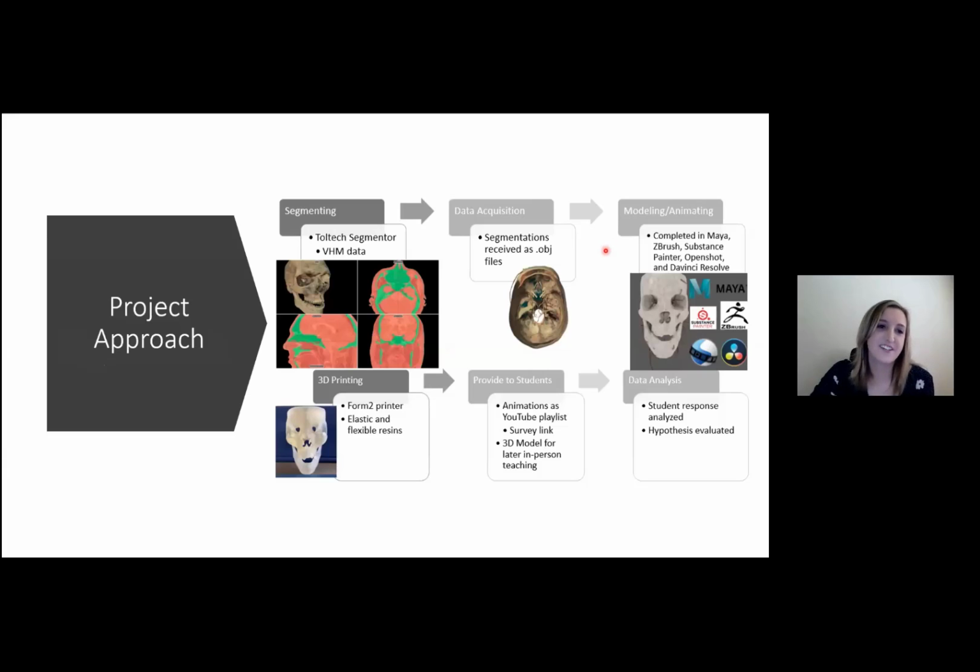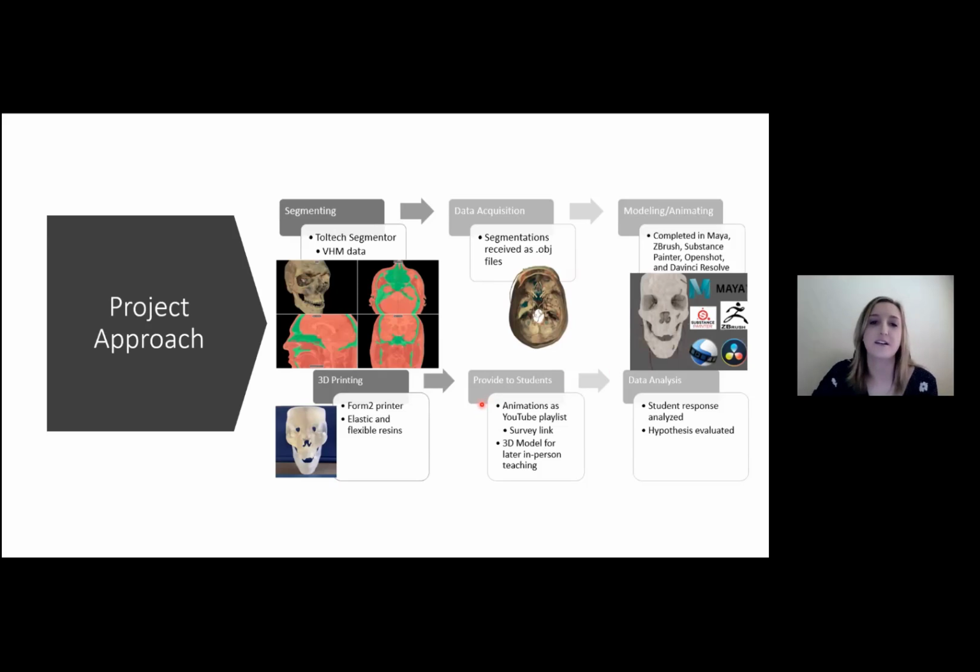Okay, so to start this project, we again went to Toltec and they provided their pre-existing visible human male data. In their program, their segmenter, we went through and segmented out the skull and the cranial nerves from the rest of the anatomy and cleaned up existing segmentations. Those were then received as model files, as OBJs that could be put into programs like Maya, Substance Painter, ZBrush, all that to prepare the models for printing, for animating, to clean them up further from this to this.